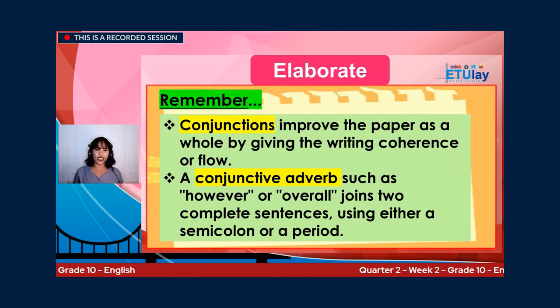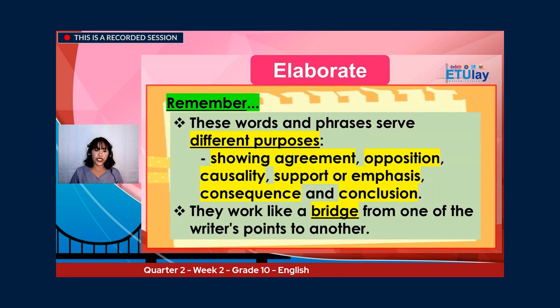Please remember that conjunctions improve the paper as a whole by giving the writing coherence or flow. Let me repeat that. Conjunctions improve the paper as a whole by giving the writing coherence or flow. And also, please remember that a conjunctive adverb such as however or overall joins 2 complete sentences using either a semicolon or a period.